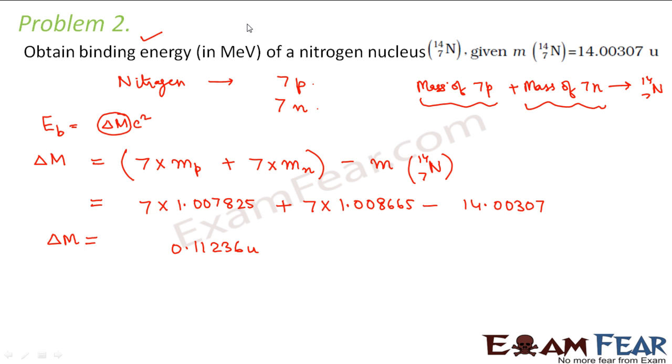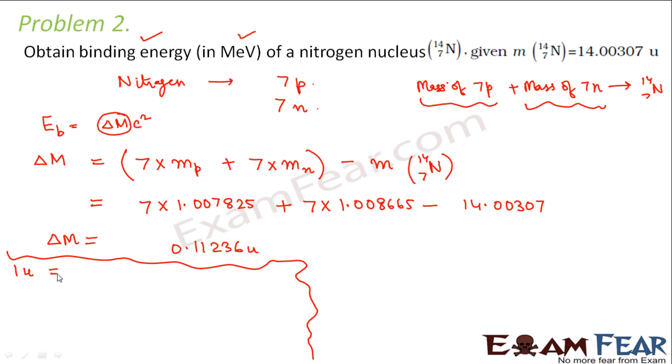Now we have to calculate in terms of mega electron volts. So that means we have to establish a relationship between atomic mass unit and mega electron volt. You remember when I defined atomic mass unit, I told that one atomic mass unit is 1/12 the mass of a carbon atom, which came out to be 1.67 into 10 to the power minus 27 kgs. Right? Now, how is it related to this mega electron volt?